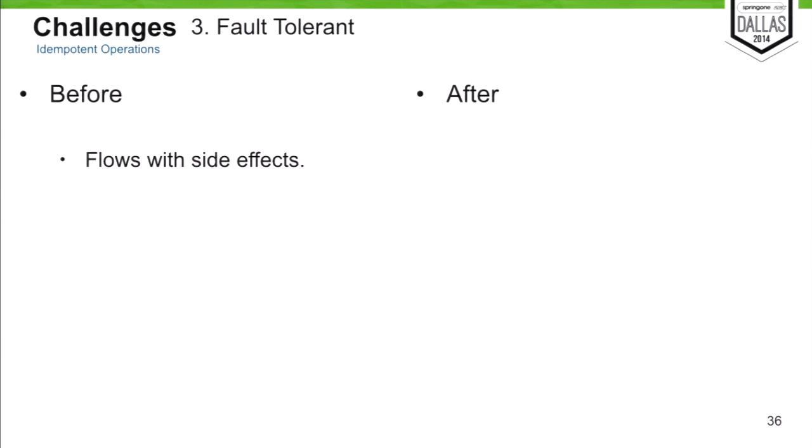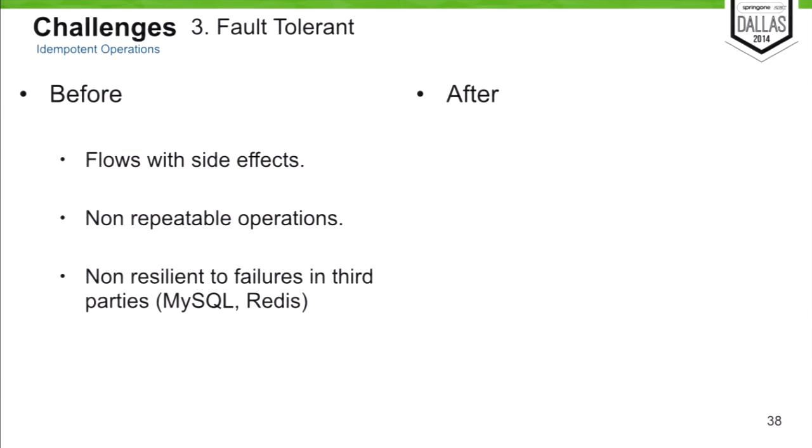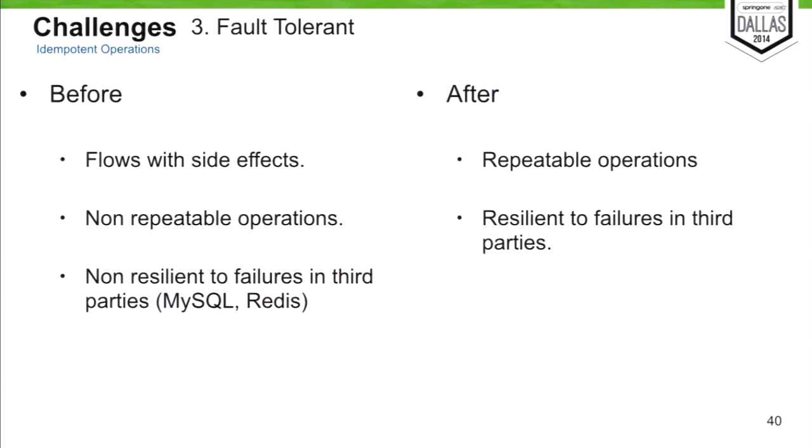So before having idempotent operations, we had flows with side effects. The operations weren't repeatable. We weren't resilient to failures in third-party systems. Now, as I said, we have repeatable operations, so we can repeat any operation we want in the platform without any problem. And with resilience to failures in third parties. As I said, we can even stop MySQL or Redis, and everything is going to work when we resume the service.